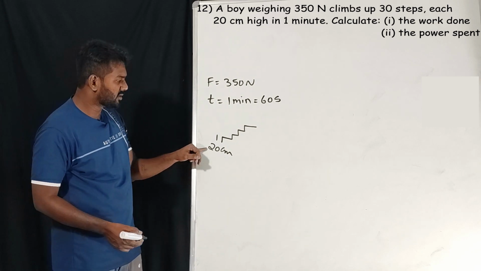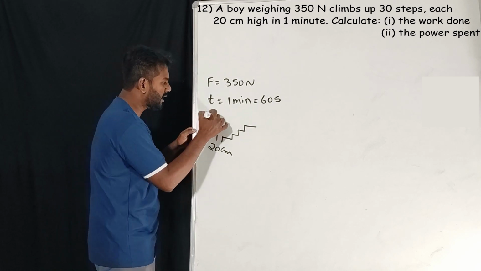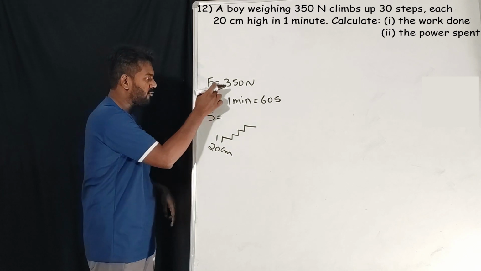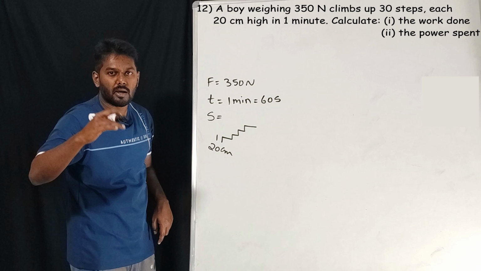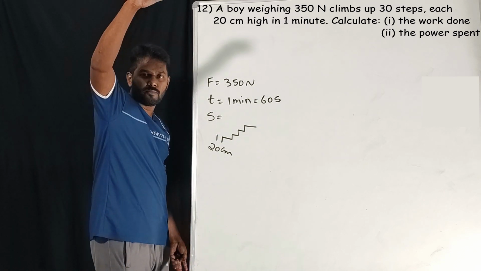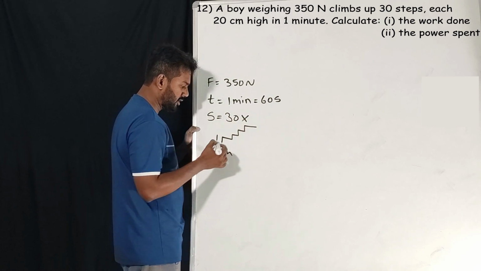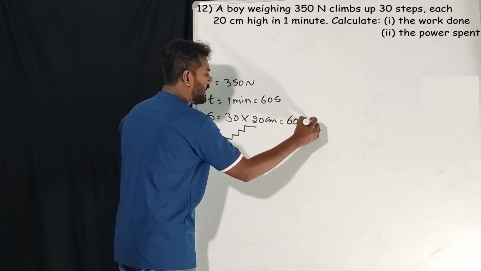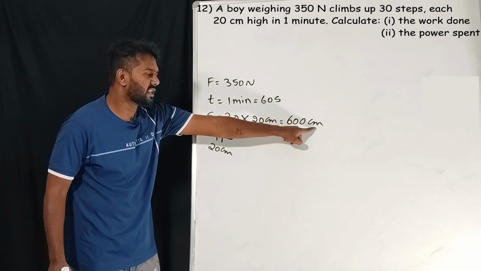30 steps. So 30 into 20, we will get some distance, that is nothing but displacement. Correct. So we require displacement to find work done. We have force, we have to find the displacement, that is nothing but 30 steps. One step height is 20 centimeter. We have to find the complete height of 30 steps. So 30 steps they have given, 30 into 20 centimeter. Correct. That will be 600 centimeter. What is the unit of displacement? Meter. It is in centimeter.